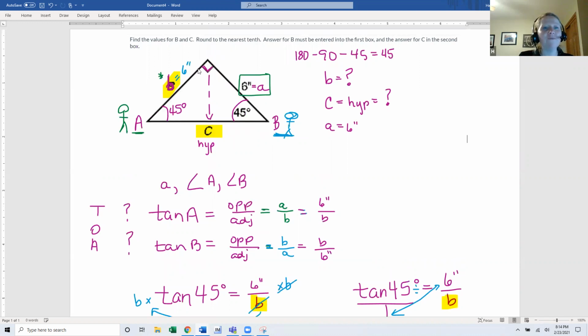Now, if we recognize that this is a 45, 45, 90 right triangle, the two sides are always equal. So we could have jumped right to, hey, I know this is a 45, 45, 90. That's got to be 6. We could have said, I don't need trig to solve that side of the triangle. I already know what it is. And then wouldn't you take 90 minus 45 to get C? No, that's just for the angles. Don't get crazy.